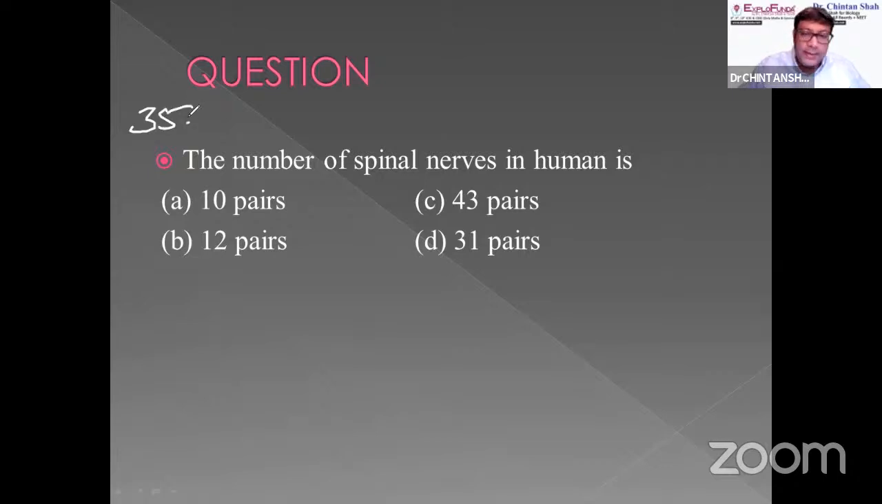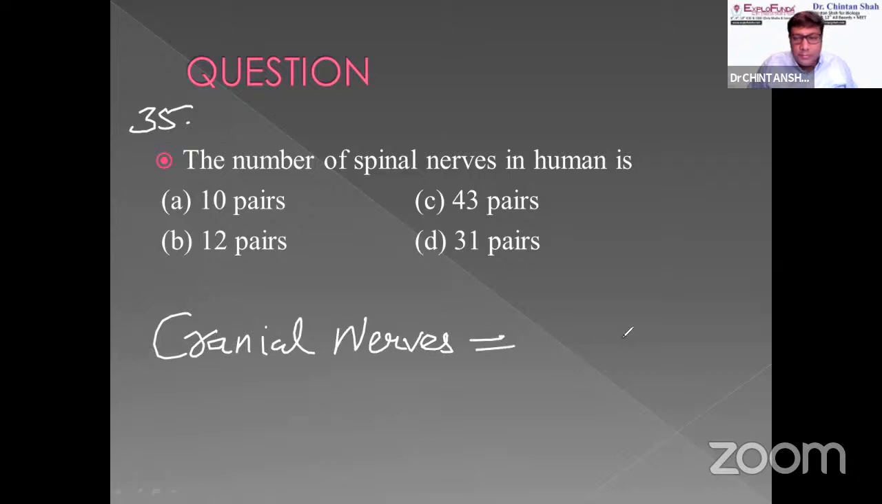The number of spinal nerves present in the human is how much? Spinal nerves present in the human is how much? And what will be the number of cranial nerves? Yes, Ritu, thank you so much for answering this. Now, come on, 35, and let me know about this. Thanks for reactivating yourself.